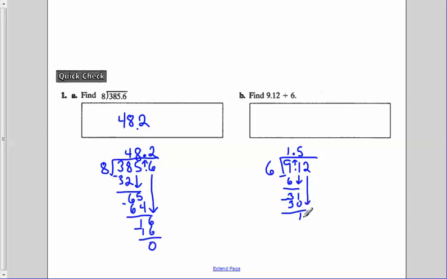I bring down my 2. 6 goes into 12 twice. 6 times 2 is 12. I subtract, I get 0, and I'm done. So my answer would be 1 and 52 hundredths.